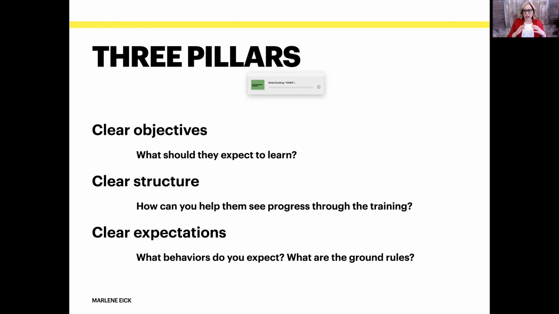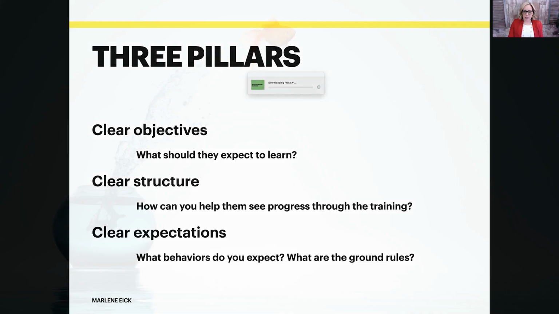I hope that whenever I train virtually, I use the direction in slides or different colors of fonts, or just the way I really clearly make it incredibly obvious. Like, here's how we're moving through a training or this part of the lesson, and here's where we've come or where we're going. So just make sure there's clear objectives, clear structure, and then also very clear expectations.